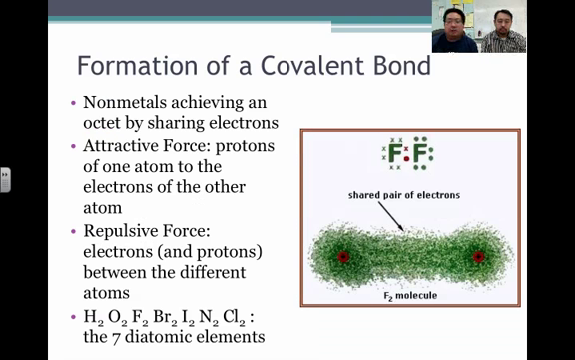So the actual formation of a covalent bond, what ends up happening here is we're achieving an octet, and basically there are two forces that act upon covalent bonds. There's the attractive force of the nuclei from different bonding atoms coming together, and there's the repulsive force where the electrons and the protons between the atoms push away from each other. So to look at this example on the right, this area here represents the shared pair of electrons, and the reason they're not too close together is because there are repulsive forces pushing them away.